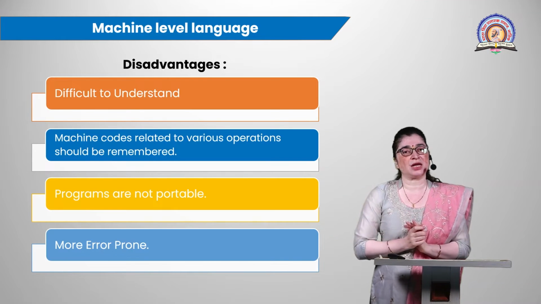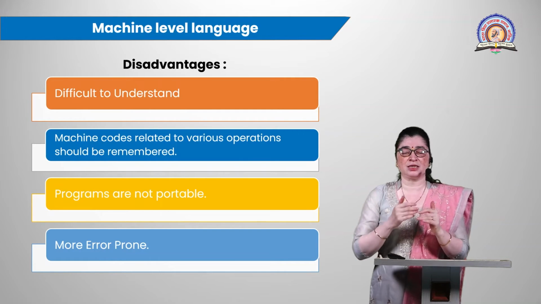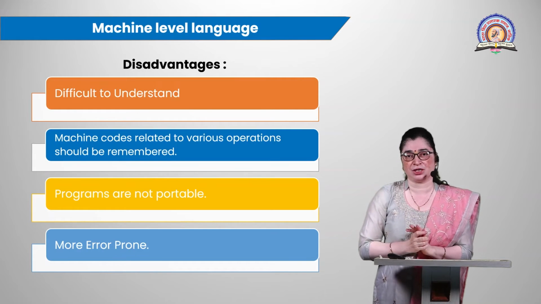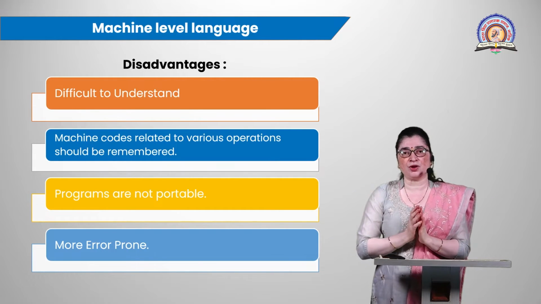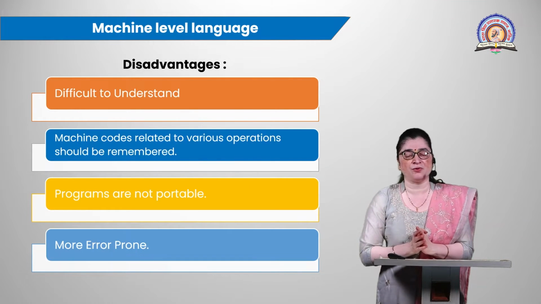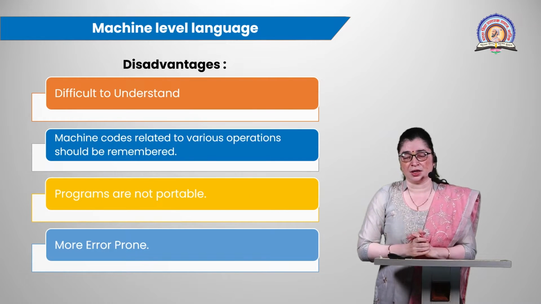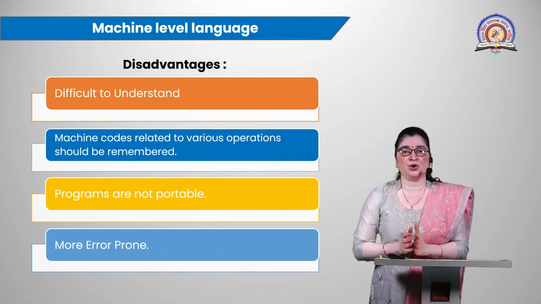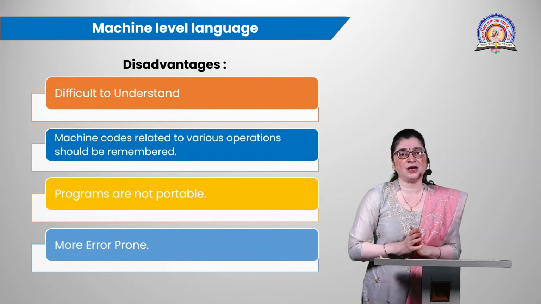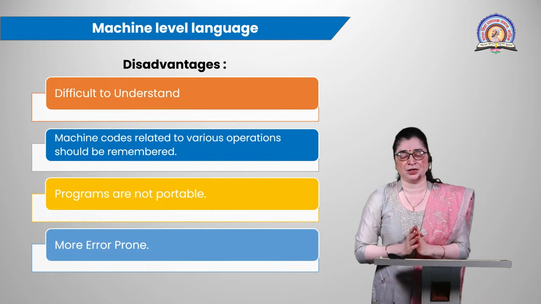And these programs are not portable, meaning these programs are dependent on the machine. As I said, the user has to remember the codes or memory addresses for every machine. The program written for one type of computer cannot be used for another type of computer because their memory locations, their memory addresses, are different. So for a different type of computer, you have to write a different program. That's why we are saying that machine language is not a portable language, or it is dependent on the machine.